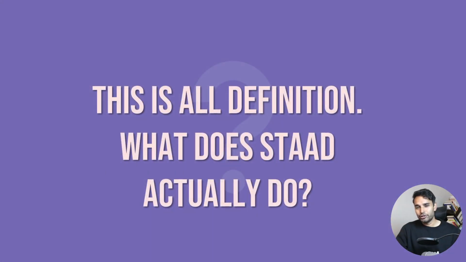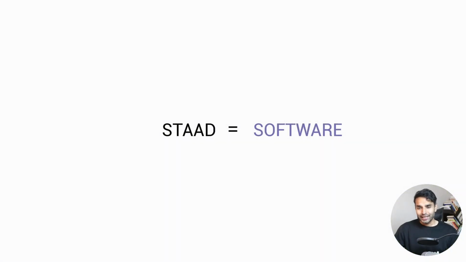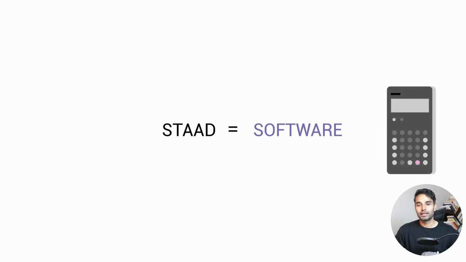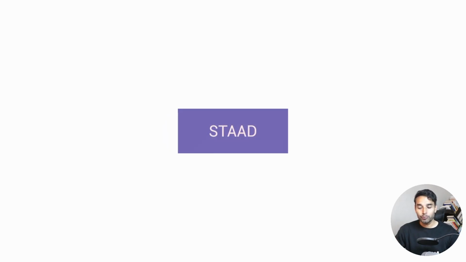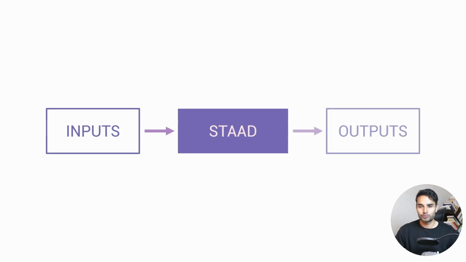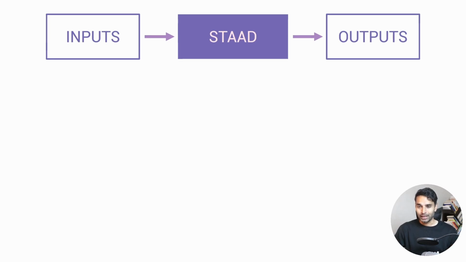Well, this is all definition, but what does STAAD actually do? So STAAD is just a software. Think of it like a glorified calculator. It takes in a lot of inputs and it fetches you outputs. That is what basically a software does. Let's look at these three parameters one by one, and we'll start at the end so that we know what we are getting into. We'll start with the outputs.